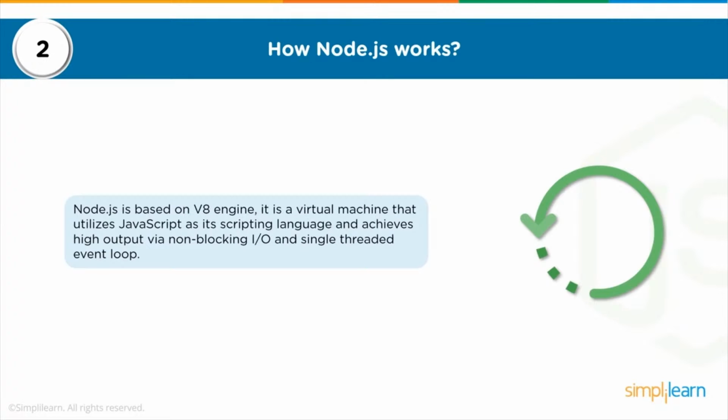So you're going to then be asked, how does Node.js work? Well, Node.js itself is built on the V8 engine, and the V8 JavaScript engine is the same engine that runs JavaScript in your Chrome web browser extremely fast. It allows for high output and non-blocking I/O, inputs and outputs, and is a single-threaded event loop.